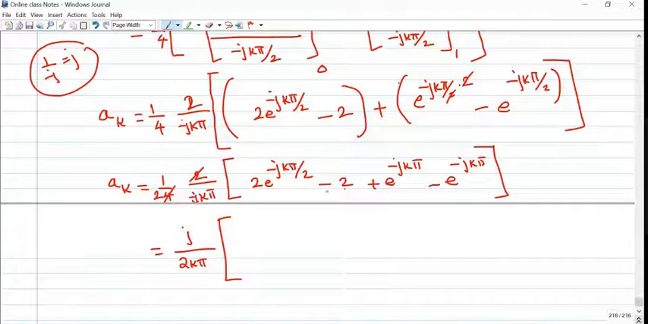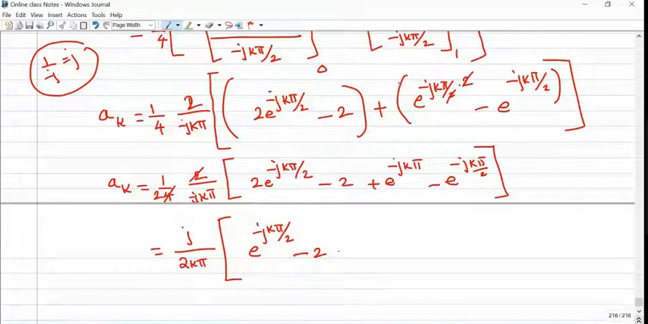So in this term, 2 e power minus jk pi by 2 and here 1 e power minus jk pi by 2, so the result is e power minus jk pi by 2. And minus 2 plus e power minus jk pi.